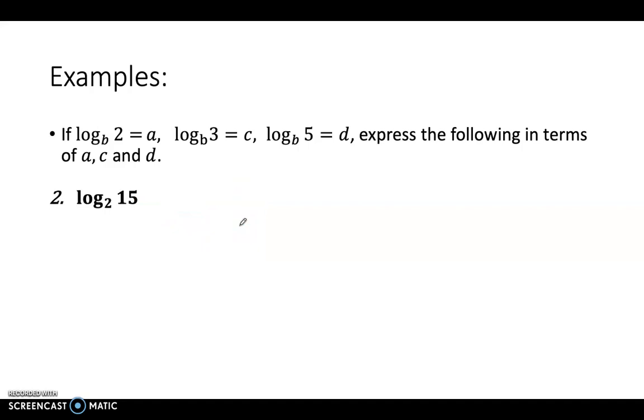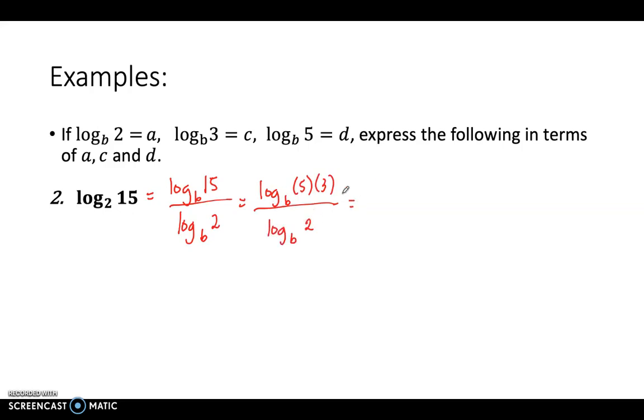Next, how about the logarithm of 15 base 2? We can simply have logarithm of 15 base B over the logarithm of 2 base B. But we're not given the logarithm of 15 base B. We can write 15 as the product of 5 and 3. So we could write it as logarithm of 5 times 3 base B over the logarithm of 2 base B. If it's a product, what can we do?